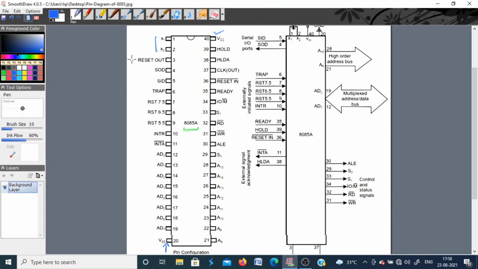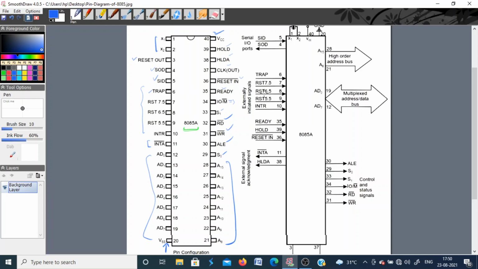Reset output, serial output data, input data, trap, these are all interrupts. This is the interrupt acknowledge signal. These are the lower 8-bit address which are used to carry data as well. Similarly these are the higher 8-bit address, pin number 21 to pin number 28. S0 and S1 are status signals. This is the read signal at pin number 32, write, ALE, input output to memory, ready, reset in, clock out, HLDA, hold. Everything we have discussed.